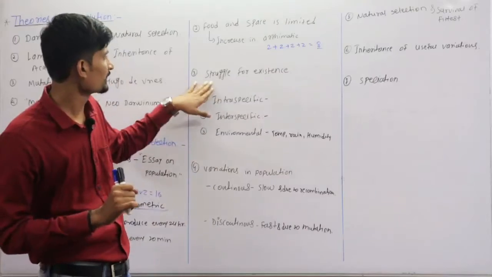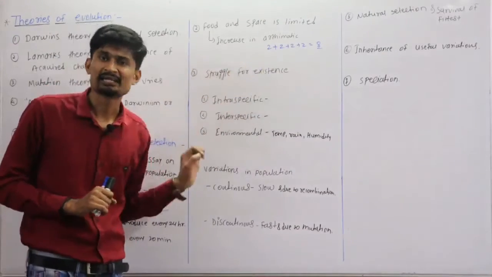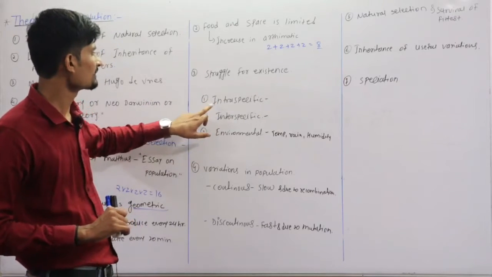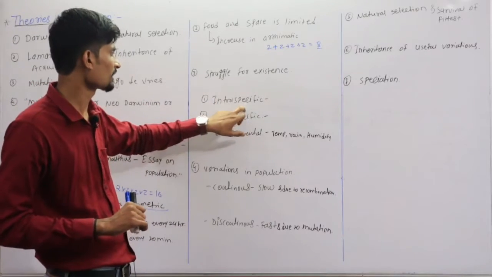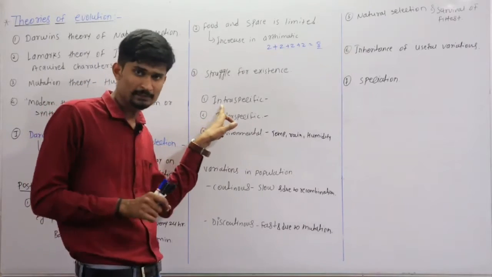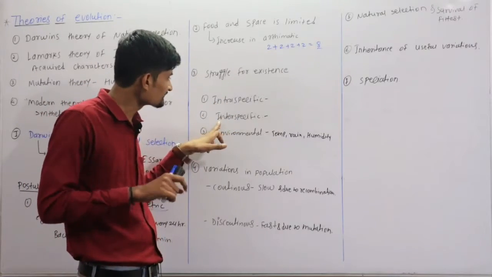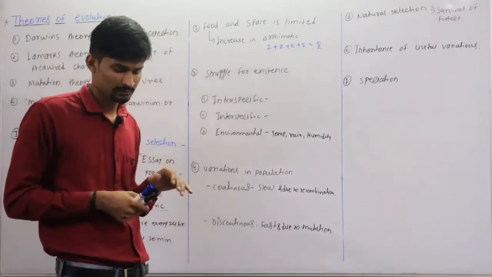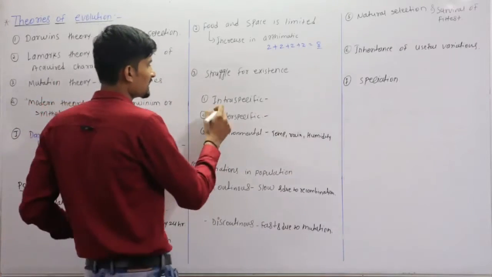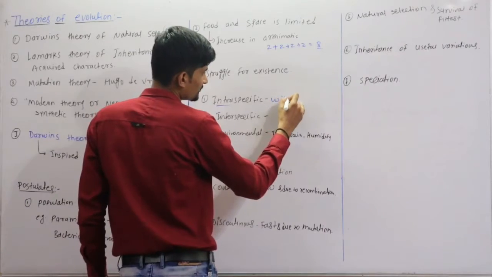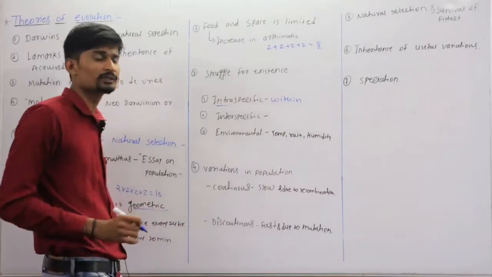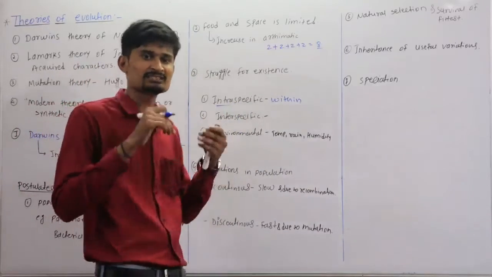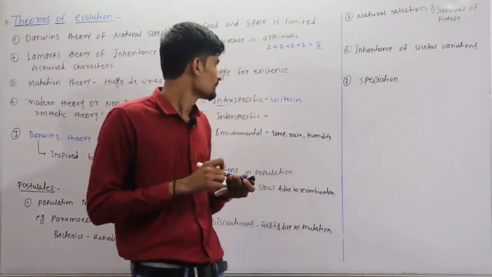Okay, so the next postulate is the struggle for existence. In the struggle for existence there are three types: intraspecific, interspecific, and the environmental struggle. Now, intraspecific: intra means within, within the species. Within species means the same species fights.